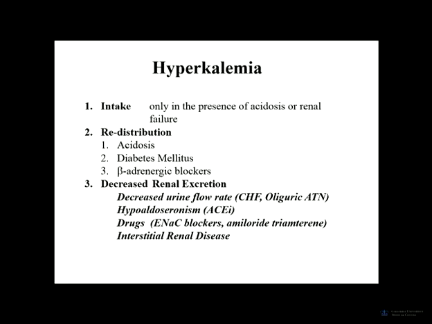So hypoaldosteronism: ACE inhibitors or angiotensin blockers affect aldosterone production. And if you block ENaC, for instance, with amiloride or triamterene, these are diuretics that specifically block the sodium channel in the collecting duct, of course decreasing the negative membrane potential and reducing potassium excretion. And interstitial renal disease, and the most common interstitial renal disease is actually diabetes, diabetic nephropathy.